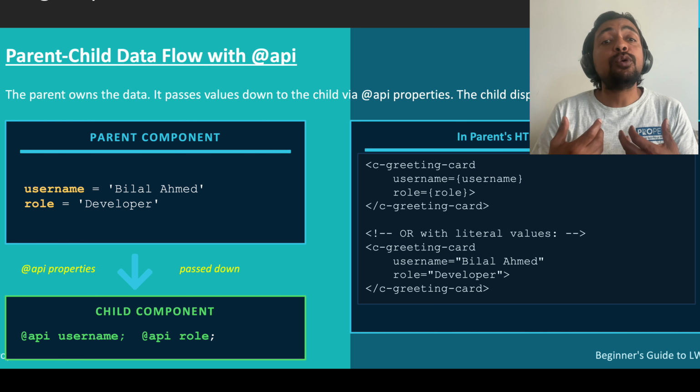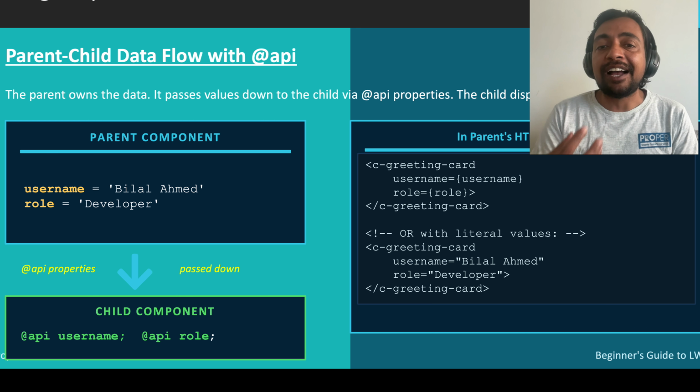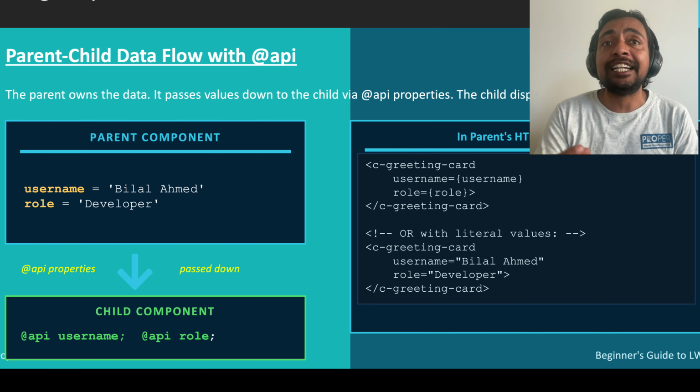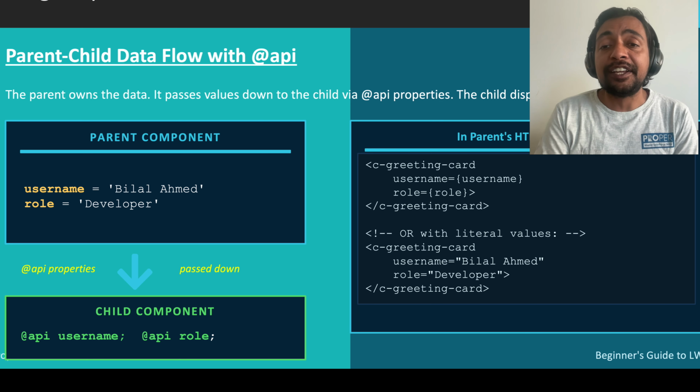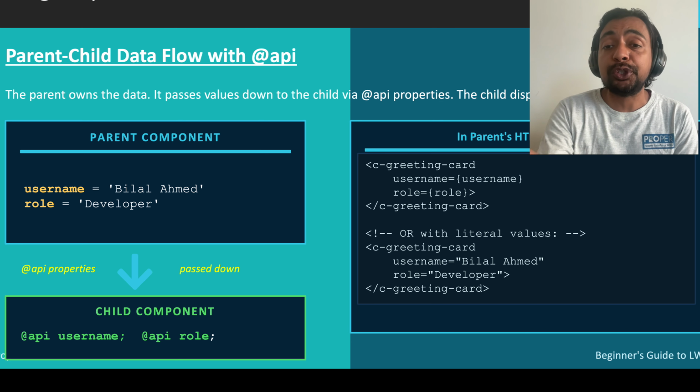So, the parent child data flow with @API. Here, the parent owns the data. It passes the value down to the child via @API properties, and the child displays or uses the data. Here, if you don't want to pass on constant values or literal values like I have done, you can also create another variable in the parent, just as I have shown to you over here.